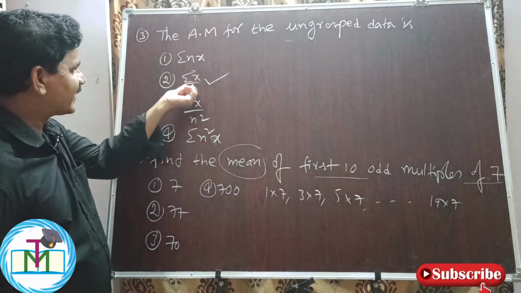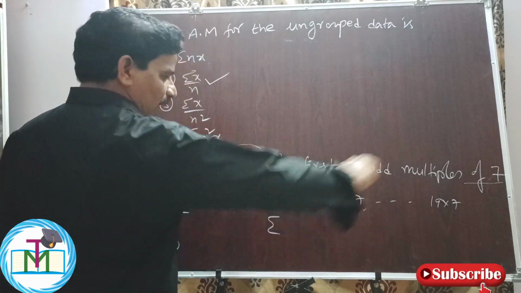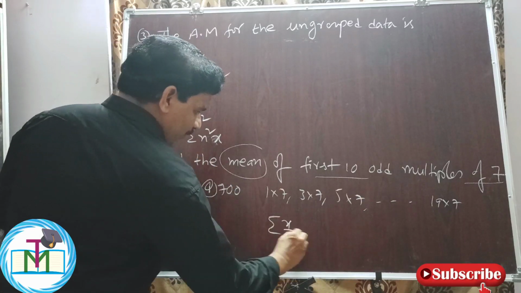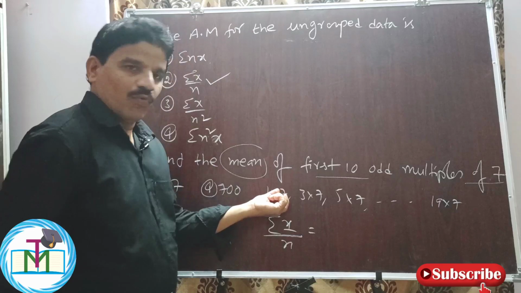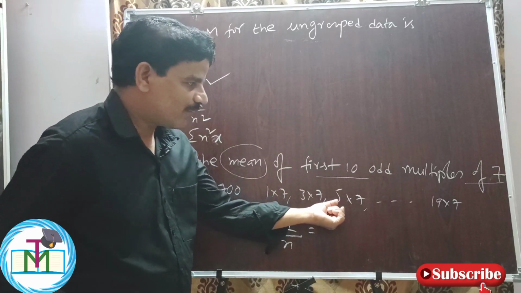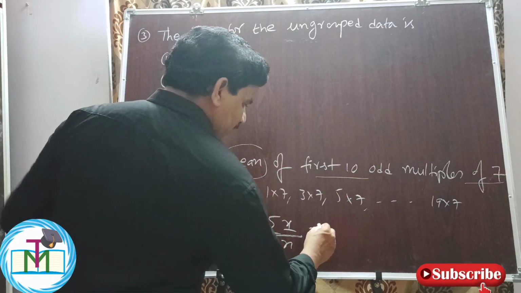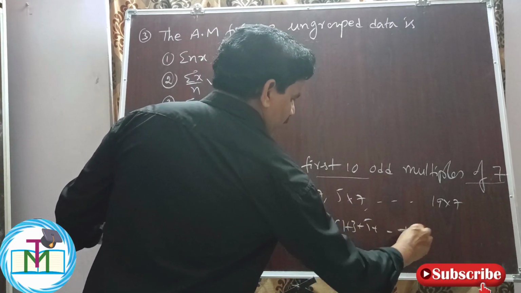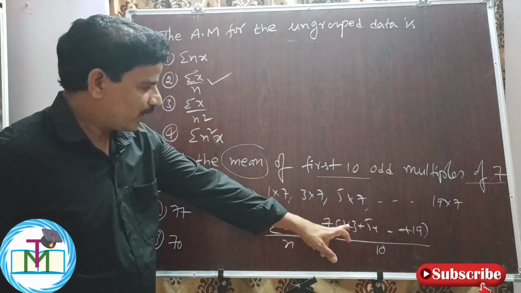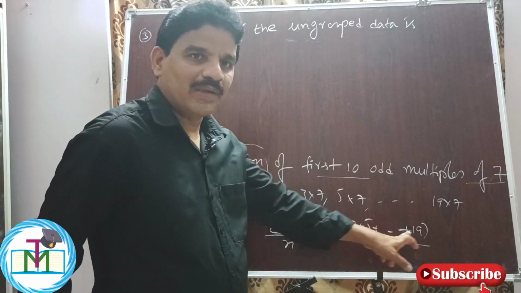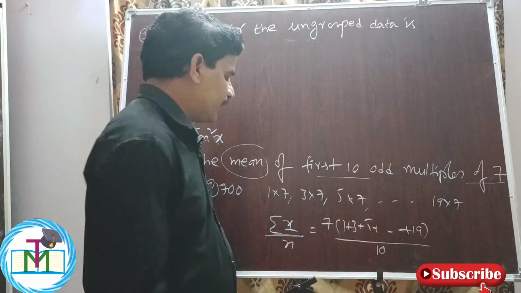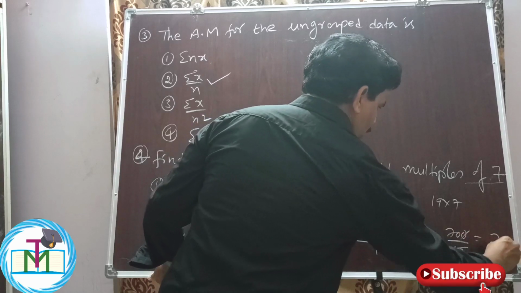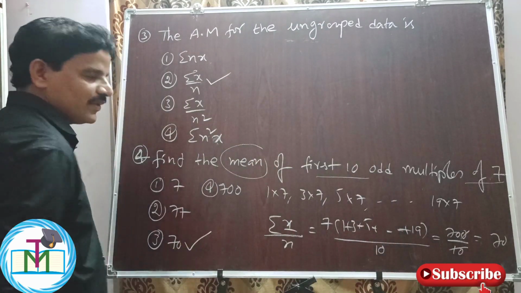the mean formula, sigma x by n. That means we have to add all these values. Sigma x by n is equal to 1 into 7 plus 3 into 7 plus 5 into 7 plus and so on, 19 into 7. What can I take common? I can take 7 common, so that 1 plus 3 plus 5 plus and so on plus 19, by 10. Here 1 plus 3 plus 5 plus 7 plus 9 plus and so on up to 19 is equal to 100. 100 into 7, 700 by 10 is equal to 70. Option 3 is the right answer.